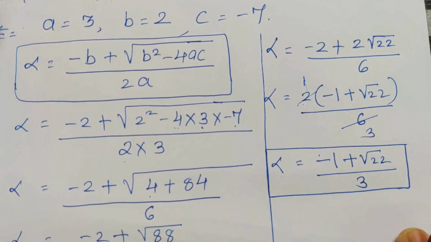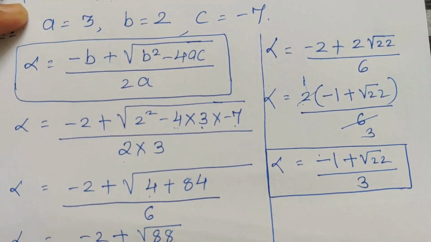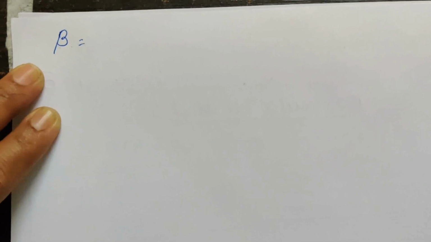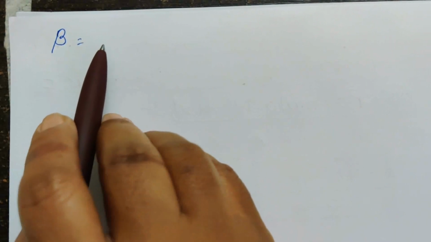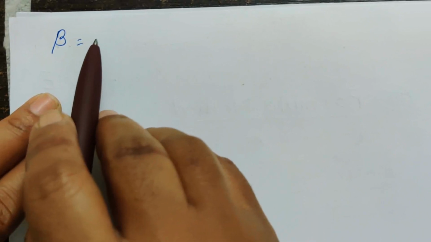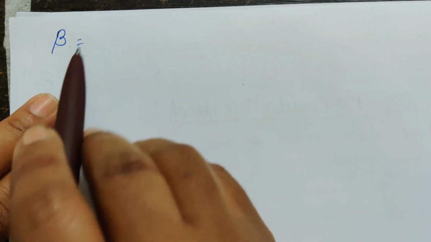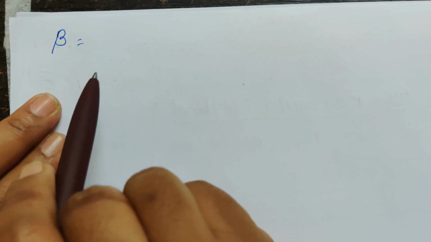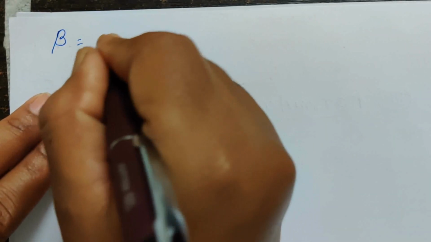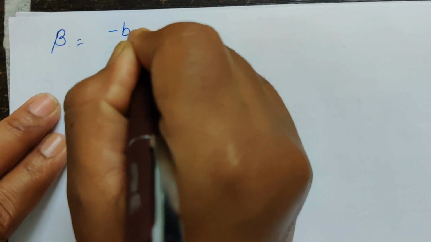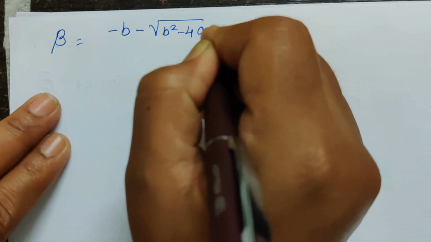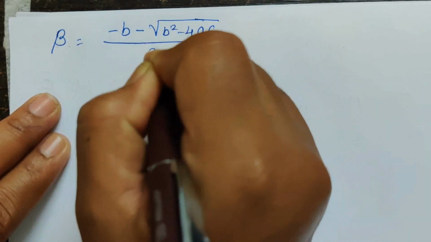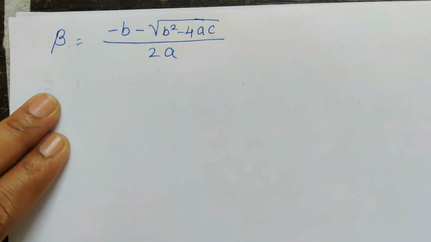Now we will find out the second root, that is beta. So to find the second root, again you have to write the formula. I am showing you here. Keep in mind, writing the given things and the formula is very important. It has separate marks. So you must follow this method. So minus b minus under root b square minus 4ac upon 2a. Put the values in the formula.